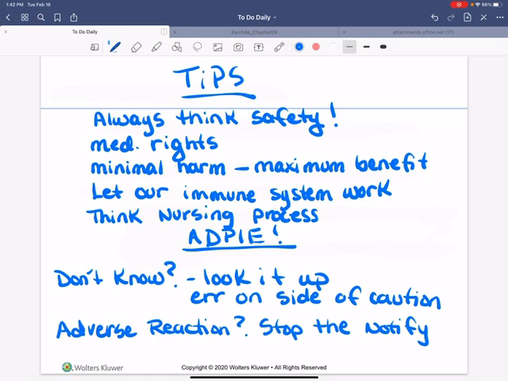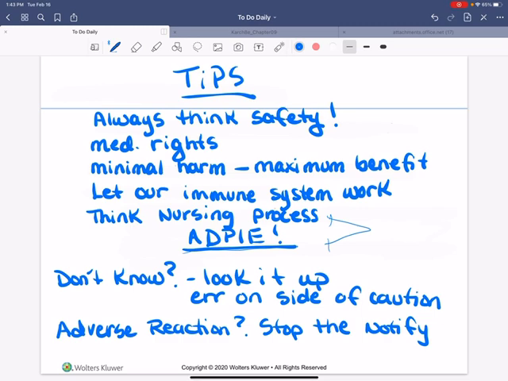Let your immune system work, and always have the nursing process in your mind. ADPIE: your assessment, your diagnosis, your plan, your intervention, and your evaluation with every single thing that you do. If you see something on a test that says what's your first priority and you're missing a component, you're going to look it up. Always err on the side of caution. In real life, if you don't know it, it's okay, look it up.